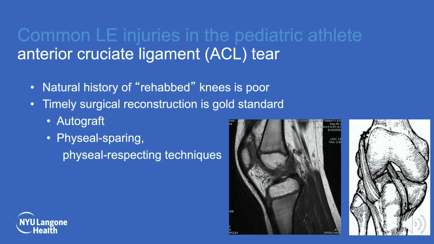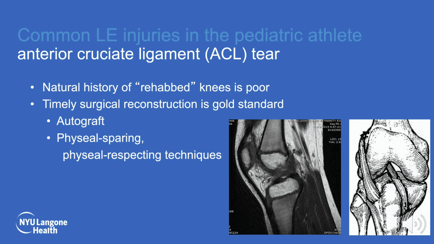So historically, a child who presented with a mid-substance ACL tear was told to modify activities until their growth plates had closed and they could undergo a typical adult-type ACL reconstruction, but the natural history of these rehab knees is poor. And so now the gold standard of care for a child with an ACL tear is timely surgical reconstruction. We're always going to use autograft in a kid because we know that the rate of re-tear is 4 times higher with allograft than autograft in a child.